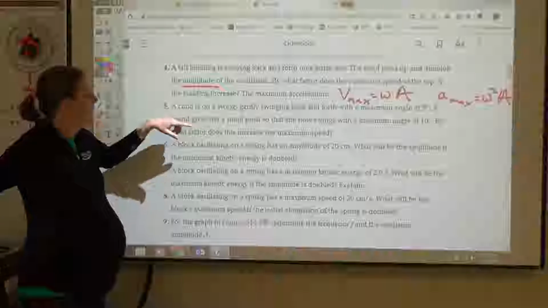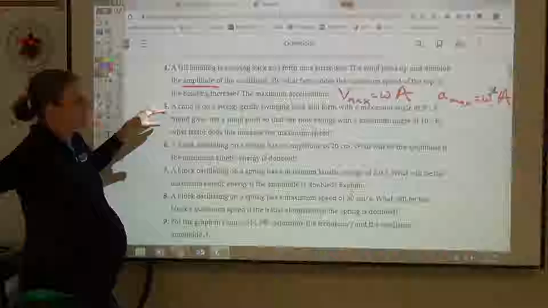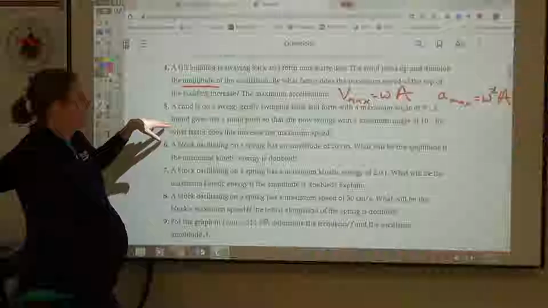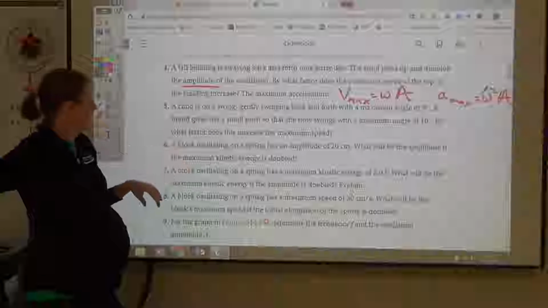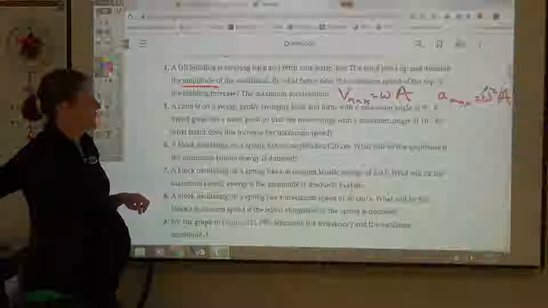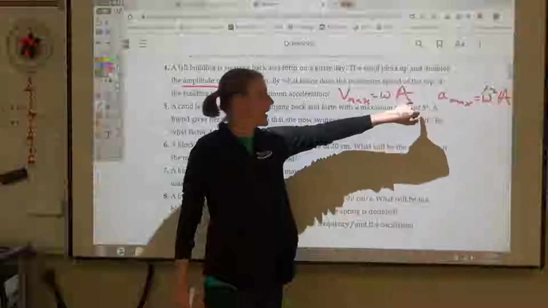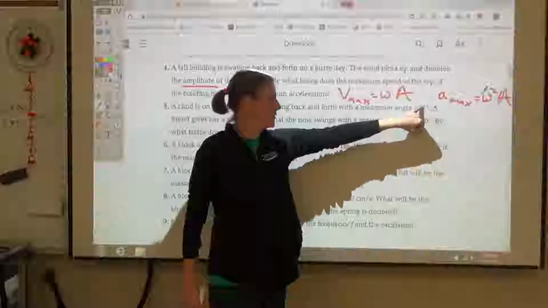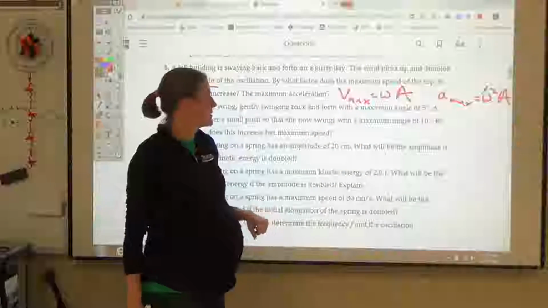Number 5. A child on a swing, gently swinging back and forth with a maximum angle of 5 degrees. A friend gives her a small push, so now she swings with a maximum angle of 10 degrees. By what factor does this increase her maximum speed? So this is essentially saying the same thing. I've doubled the amplitude, so I am going to double the max speed.